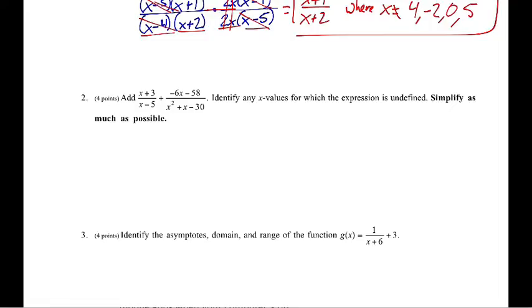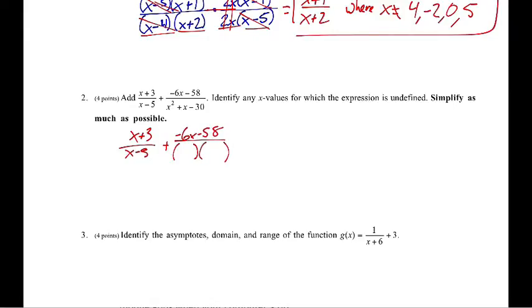Number 2 says add x plus 3 over x minus 5 plus negative 6x minus 58 over x squared plus x minus 30. Identify x values for which the expression is undefined and simplify as much as possible. So x plus 3 over x minus 5, we can't do any factoring there. But in the other one, we can factor out the x squared plus x minus 30.